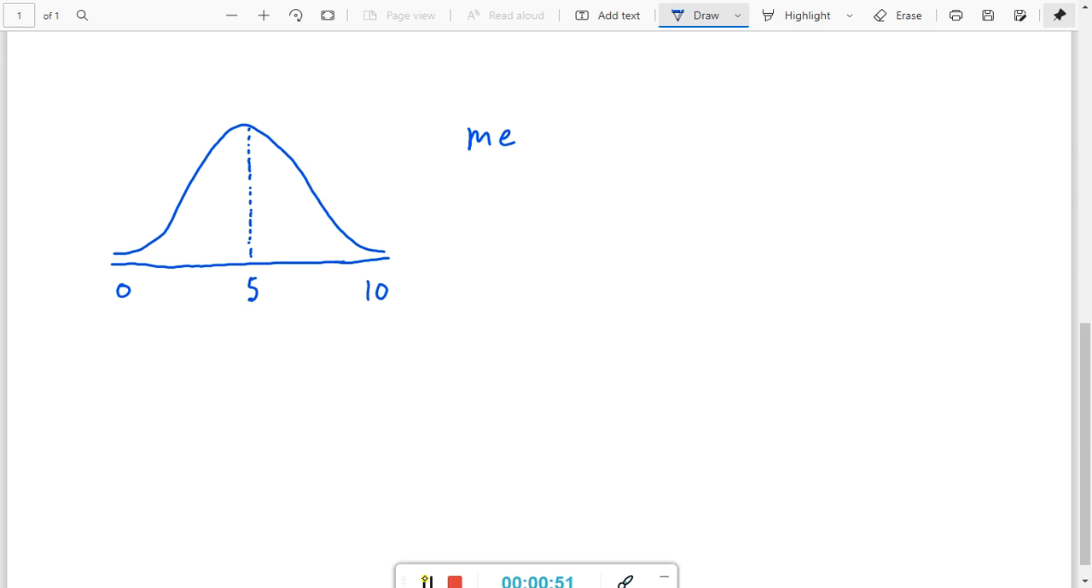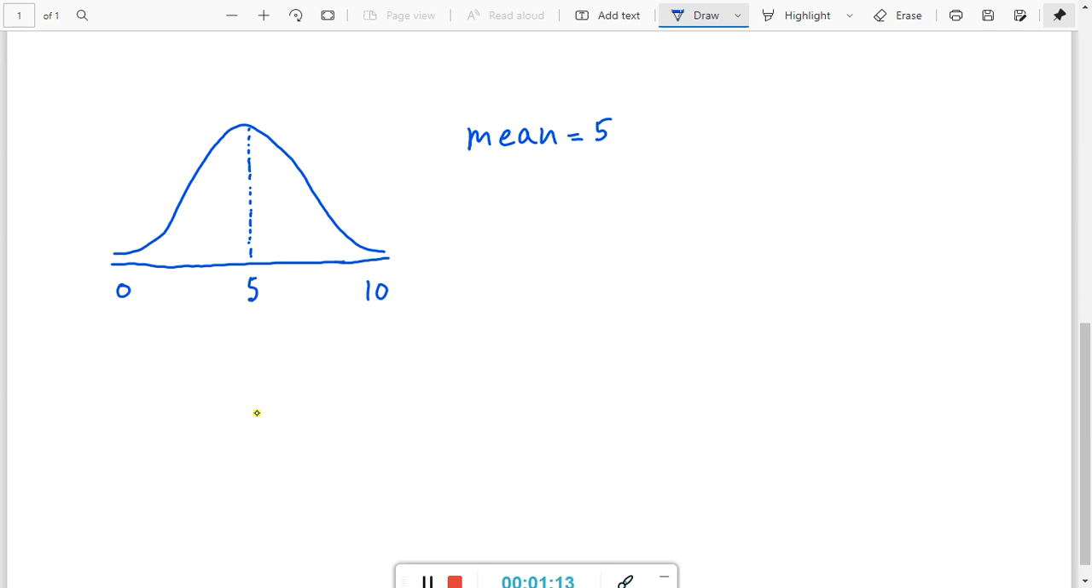So in this case, the mean would equal 5. All right, if it's a normal distribution, the mean and the median are about in the center. So the mean would be 5, and I'm not going to calculate the standard deviation, but you can basically see how spread out the data is.